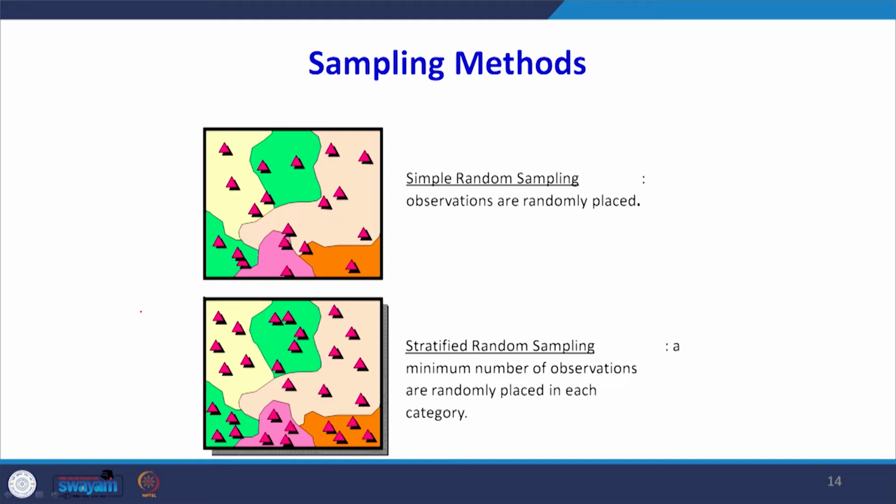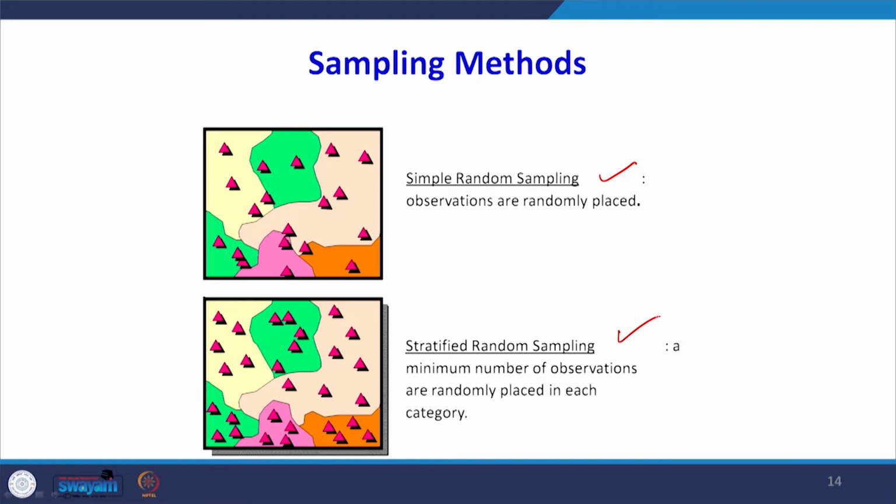This is a simple random sampling method. That means you randomly cover the whole area. There is no pattern, it is at random, wherever it is convenient it is selected. Most of the time people collect sampling data along the road, because it is very convenient and they have access to those particular sites.